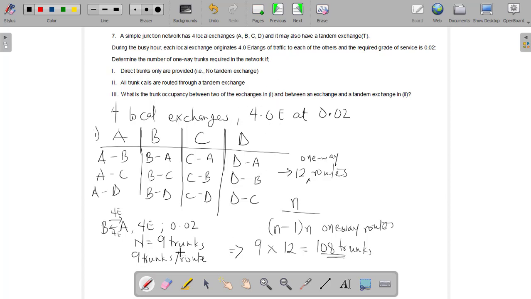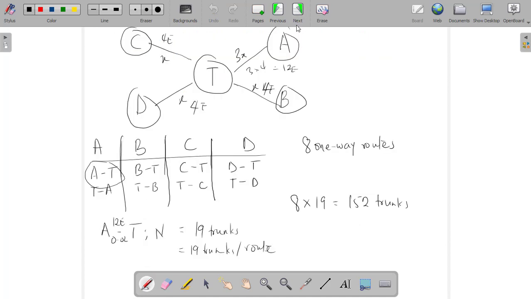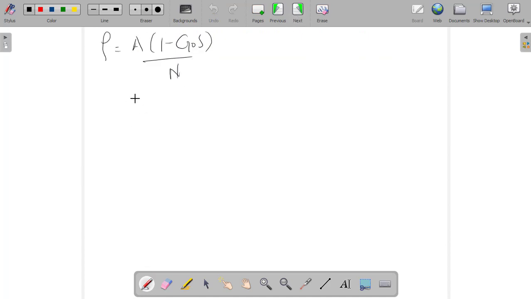Then for the number of trunks, as B transmits 4 erlangs to A at 0.02, needing 9 trunks, A will similarly transmit 4 erlangs at 0.02, needing 9 trunks. And so we are going to have 18 trunks in the entire system, or in the pair of exchanges. So we are going to have 8 times (1 minus 0.02) divided by our 18 trunks, which gives us 0.44 or 44%.